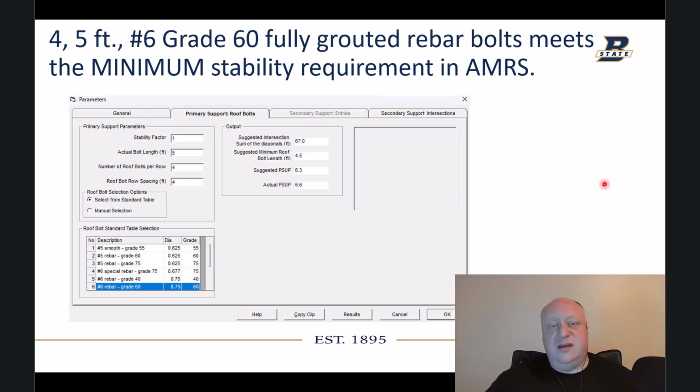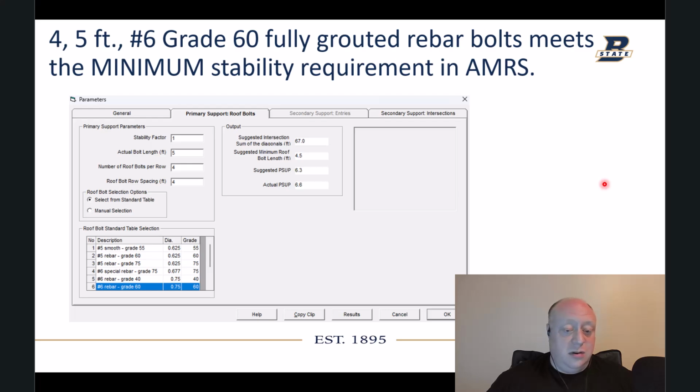And what has happened, I'd have seen inch and a 32nd roof bits out there, but a lot of mines now are going to the 0.804 diameter rebar. This is just a general trend over time of going to stronger bolts.